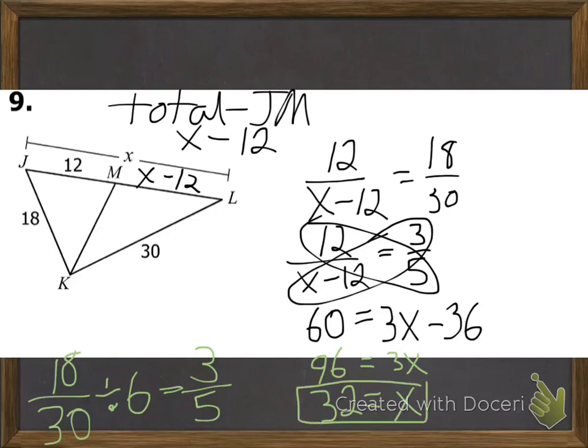Because remember, we're actually solving for the length of the large side. If they had asked us for LM, then we would just have to do 32 minus 12. But all we had to do was solve for the big one.